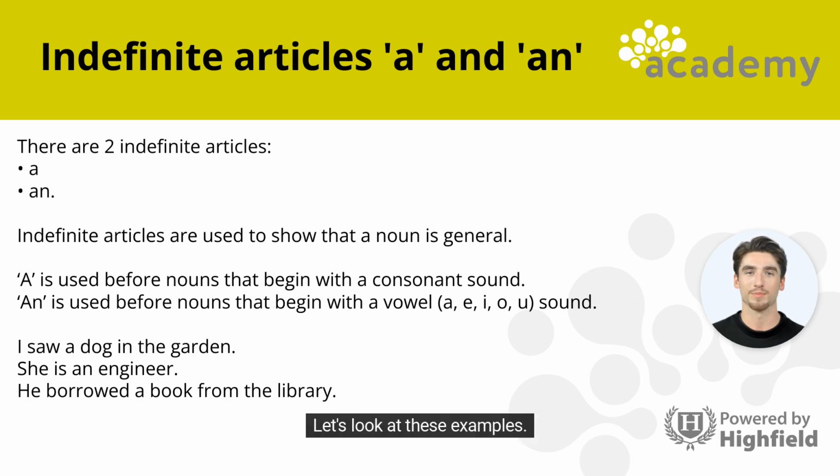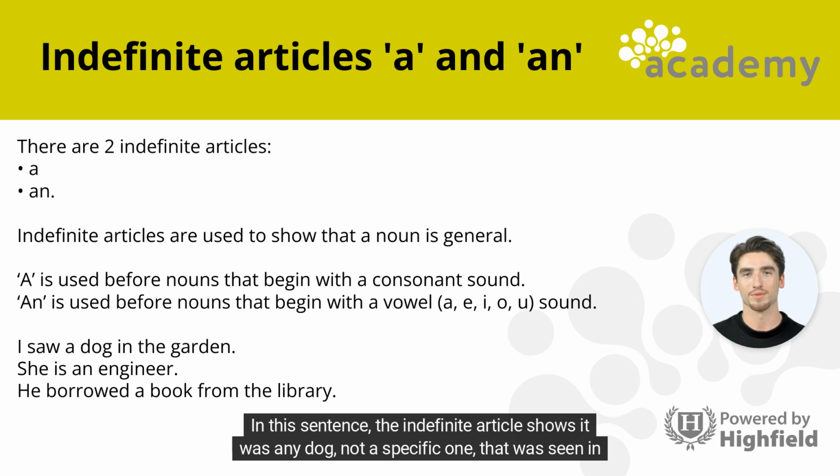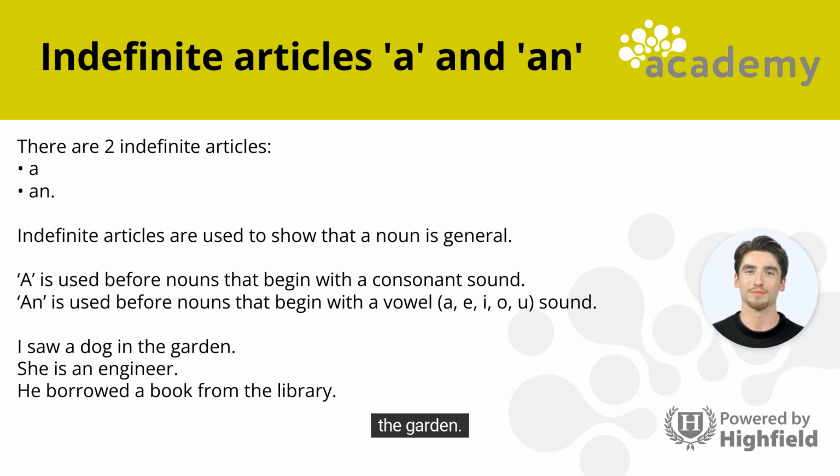Let's look at these examples. I saw a dog in the garden. In this sentence, the indefinite article shows it was any dog, not a specific one, that was seen in the garden. She is an engineer.